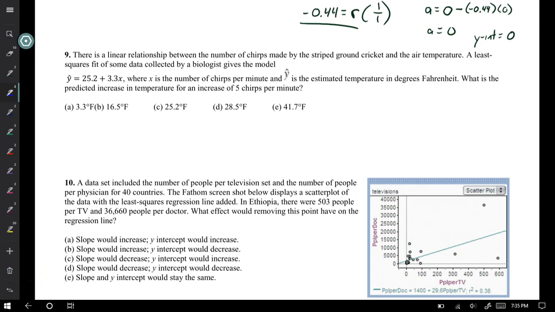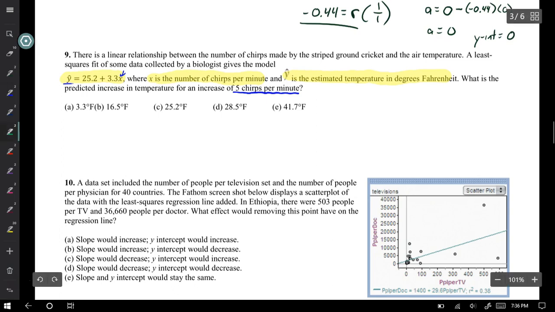So what is this asking, or what is it giving? It's giving me my prediction line, which will be useful. It's defining my variables for me, which will also be useful. x is the number of chirps per minute, which makes you want to say, well, wait a minute, this is our x, 5 chirps per minute, which is true. So I'm probably going to plug that number in here. But let's keep defining these variables. y hat is the estimated temperature in degrees Fahrenheit. So if I plug in the 5, it's going to give me the estimated temperature.